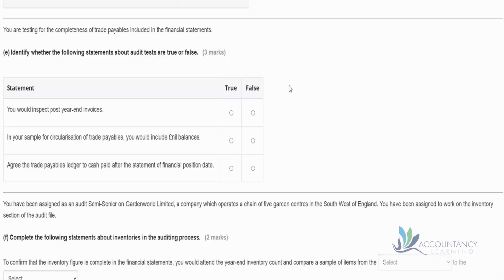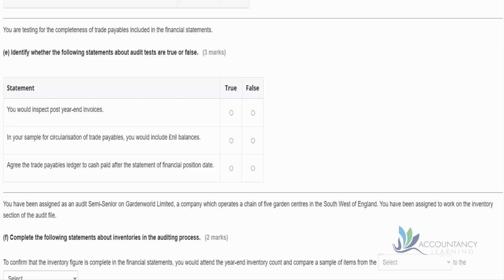Next, you're testing for the completeness of trade payables in the financial statements. So are these true or false? So you would inspect post-year-end invoices. So we want to verify that all of the payables have been included. So if we have a look at the invoices after the end of the year, that would help us to verify whether or not they have been correctly excluded or included in the accounts.